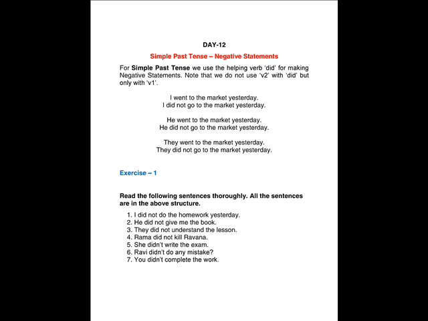Now, let's do exercise 1, in which there are many, many examples which will make you completely comfortable using that structure in your real life spoken and written English. Read the following sentences thoroughly. All the sentences are in the above structure. That is, simple past, negative sentences. First one. I did not do the homework yesterday. So you got did here, not here, and then do. This do is a verb, the homework yesterday.